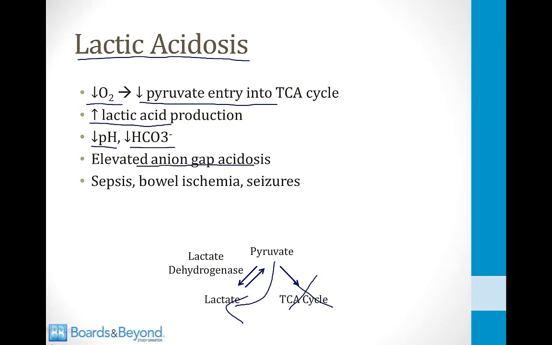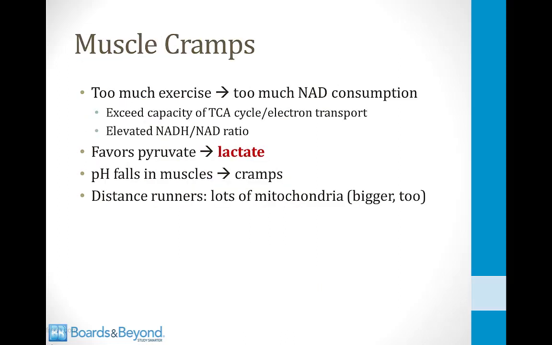And you commonly see lactic acidosis in many clinical situations. You can see it in sepsis, in bowel ischemia. Patients who have seizures can contract their muscles so vigorously that they deplete the oxygen supply in the muscles and therefore they begin producing lactic acid in order to regenerate that NAD. And this is all related to what I showed you on the previous slide, the need of the cell to regenerate NAD for glycolysis. Another clinical correlation of the need to regenerate NAD is muscle cramps.